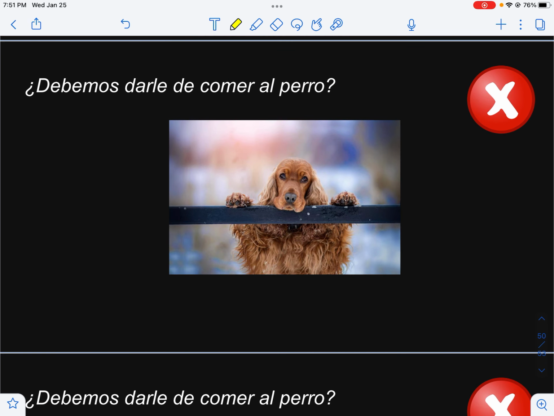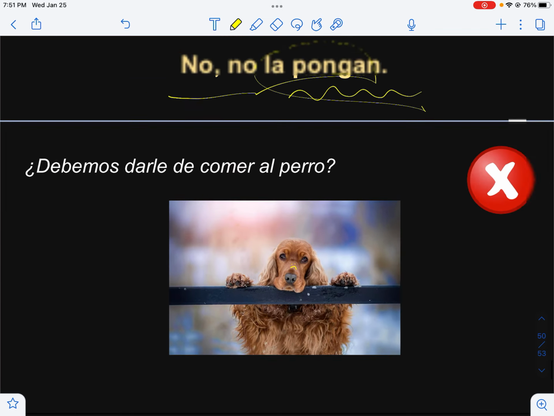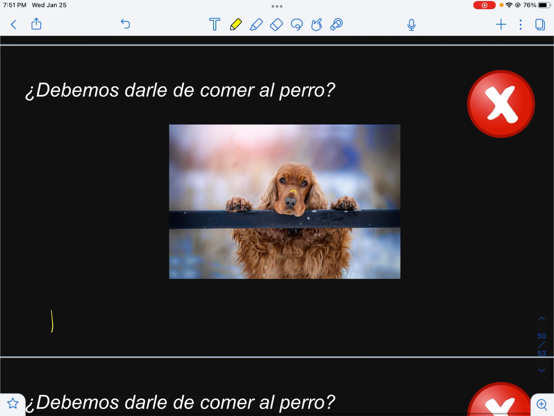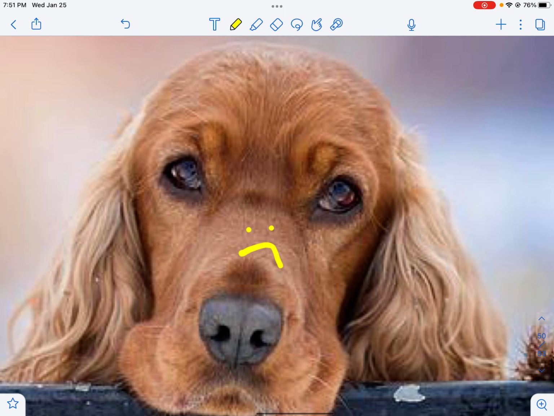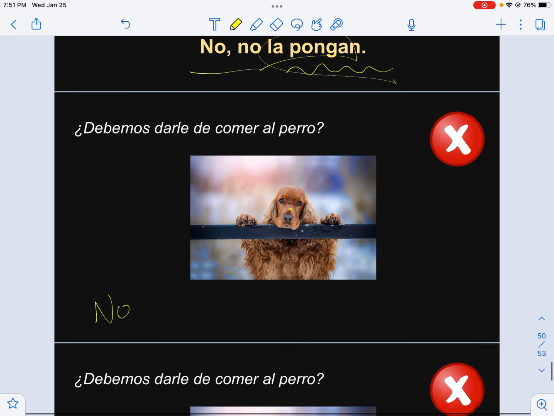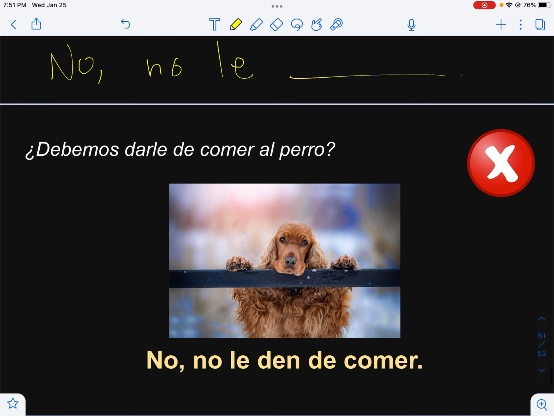Debemos darle de comer al perro. Oh, he looks so sad. Pobrecito. Pero no. Do not let those eyes fool you. He has already been fed. Don't feed him. No. Come on. No. Verb. Which in this case, le. No. Le. And then remember we have dar de comer. That's all going to be our same verbal phrase. No le den de comer.